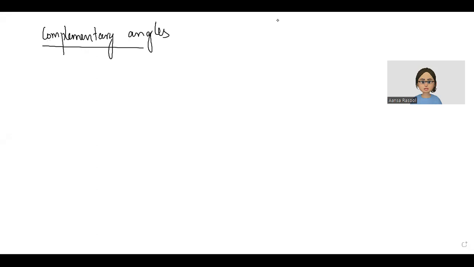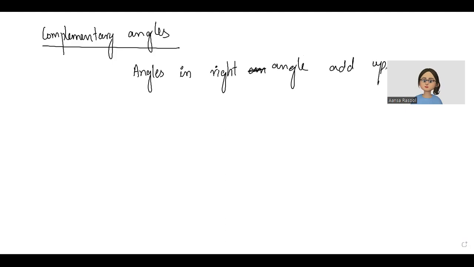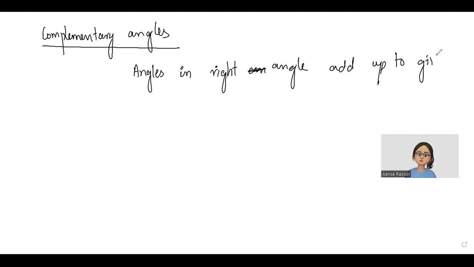What are complementary angles? Obviously, most students might be aware of it. First thing: complementary angles are angles in a right angle that add up to give 90 degrees. I will be writing everything on the board so that it feels like a class environment. So angles in a right angle add up to give 90 degrees.